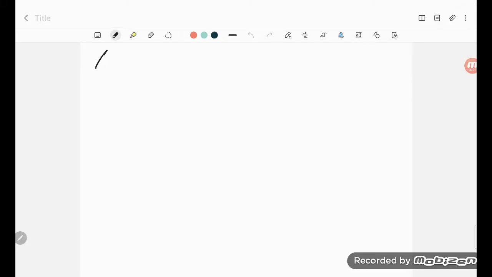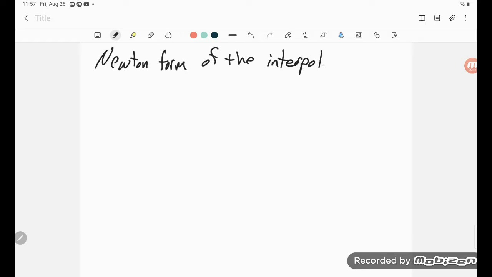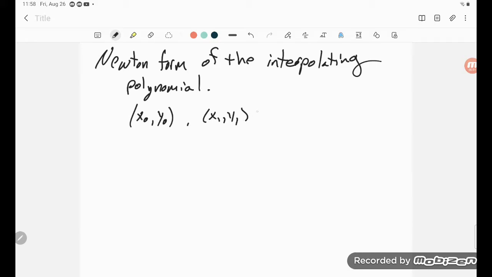All right, now let's look at the Newton form of the interpolating polynomial. Now in this case, we've got our points, x0, y0, x1, y1, x2, y2, up to some xn, yn.